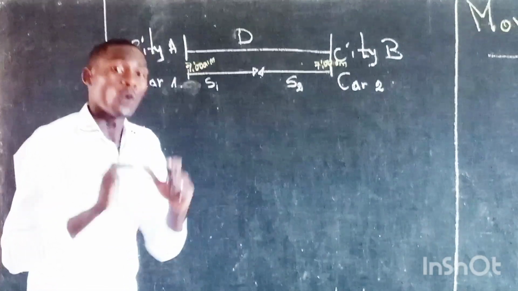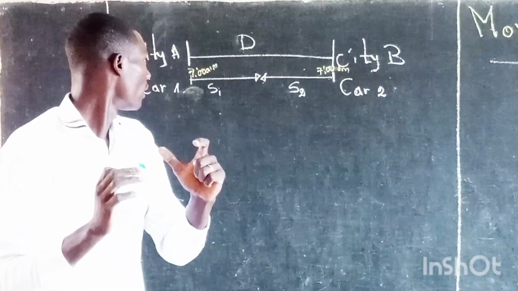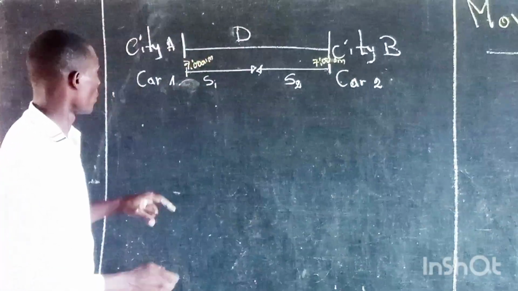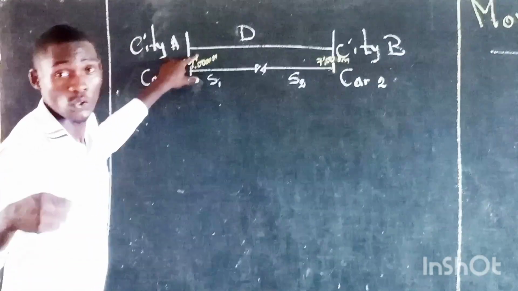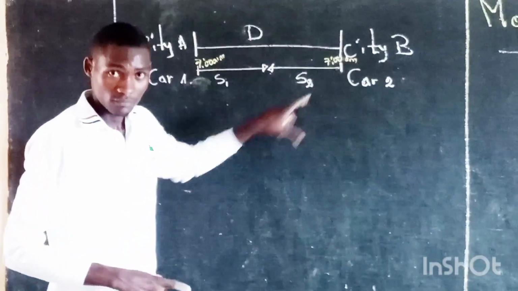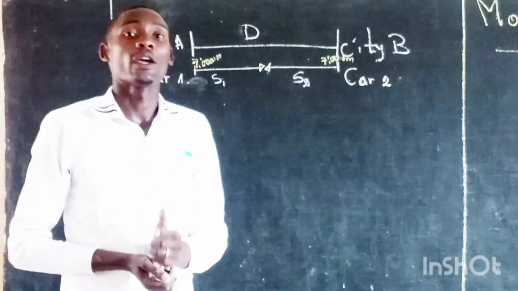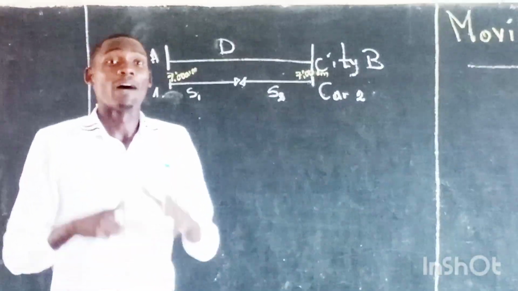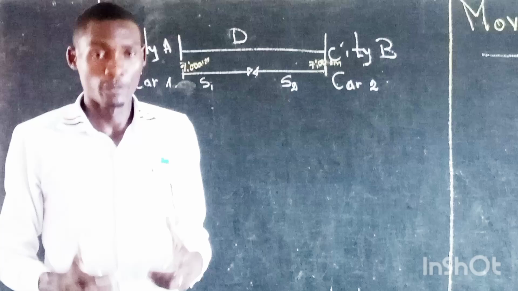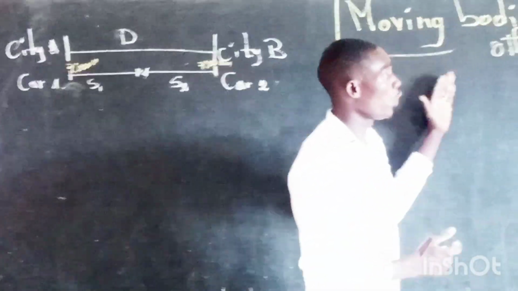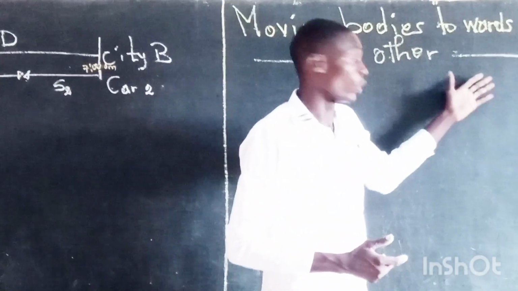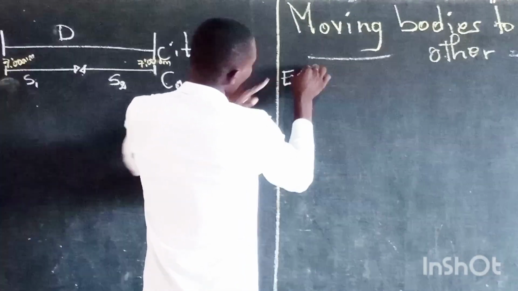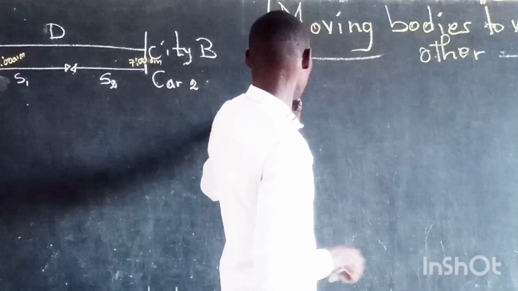Now look, we have three main things. The first, we have distance, also we have time, also we have speed. Those three things are what we use in our moving body towards each other. By now, we are going to have one example on moving body towards each other. Let me give you an example of moving body towards each other. Very nice.